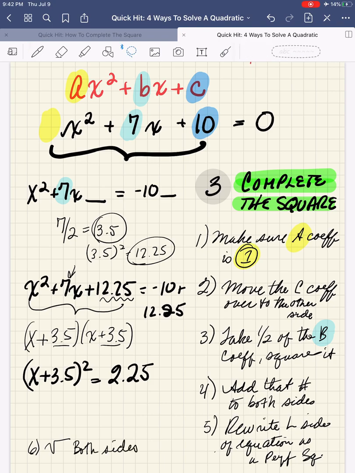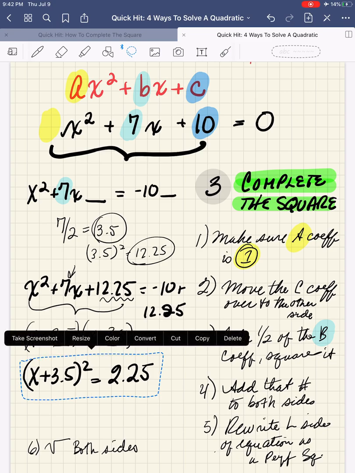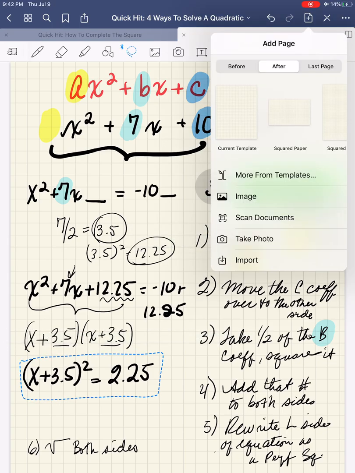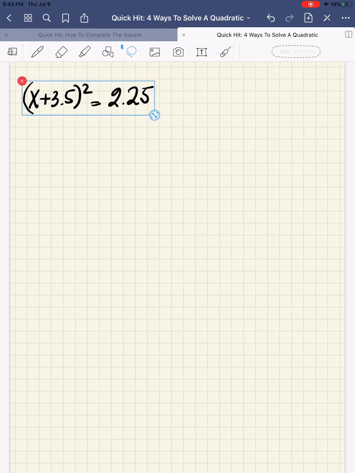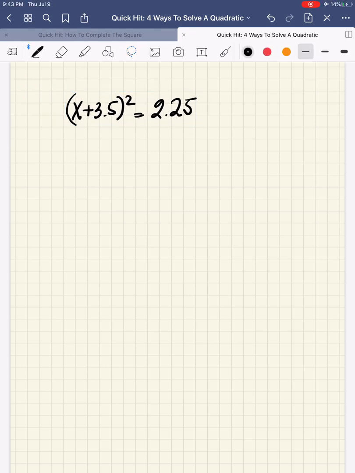So we're running out of room because we're having so much fun. So I'm going to copy this, give myself another page here, paste it down. So I'm going to take the square root of both sides here. Well, the square root of the quantity x plus 3.5 squared is simply x plus 3.5, right, because it's a perfect square. And the square root of 2.25 is plus or minus 1.5. 1.5 times 1.5 is 2.25.